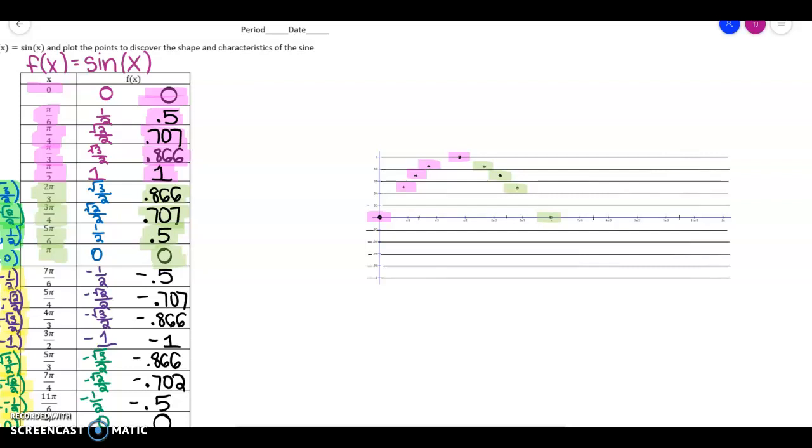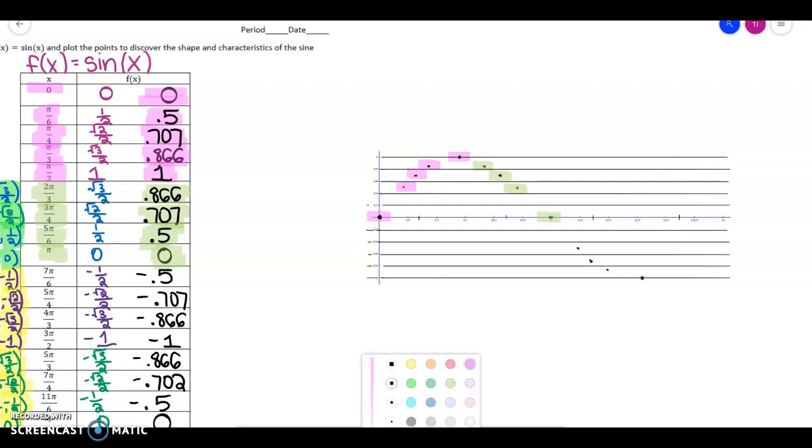All right, we're going to continue on doing this for quadrant 3. So at 7 pi over 6, now I'm at negative 0.5. So I'm going to plot that point. At 5 pi over 4, I'm at negative 0.7. So I'm going to plot that point as well. And at 4 pi over 3, I'm at negative 0.866. Right, and that takes me to 3 pi over 2, which is at negative 1.